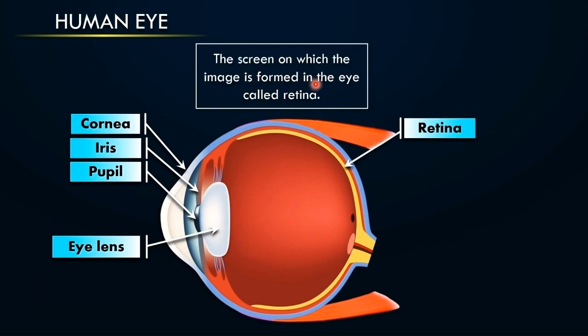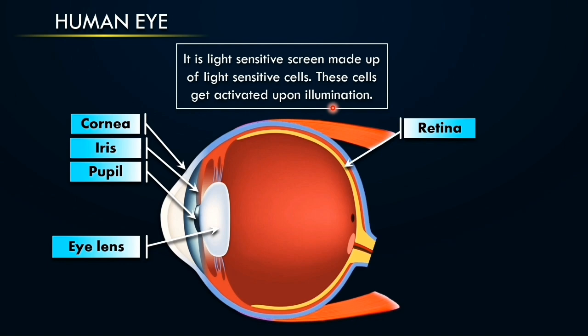So the screen on which the image is formed in the eye is called retina. So retina খন হৈছে আমাৰ চকুত থকা এখন screen য'ত ইমেজটো ফৰ্ম হয়. And it is the innermost layer of the eye, as you can see in the structure, right? So it is light sensitive screen made up of light sensitive cells. These cells get activated upon illumination.